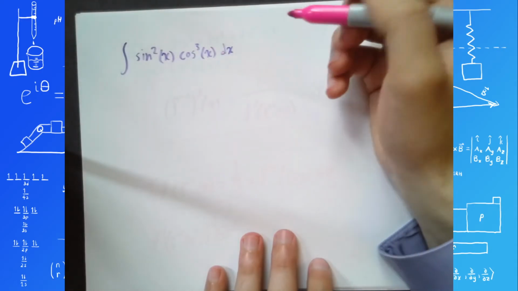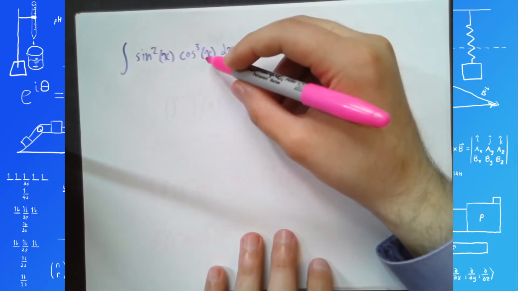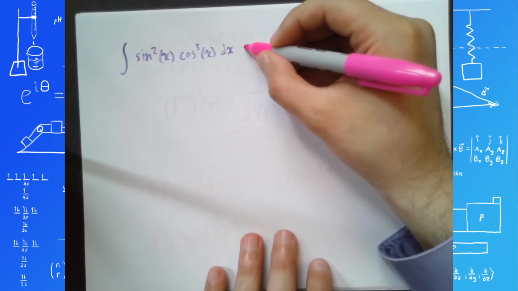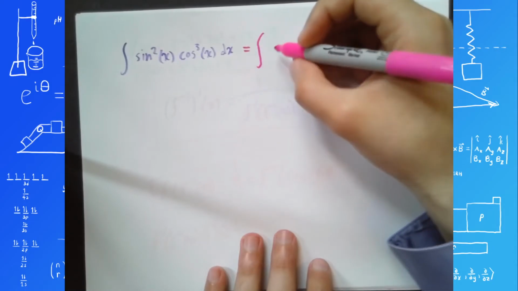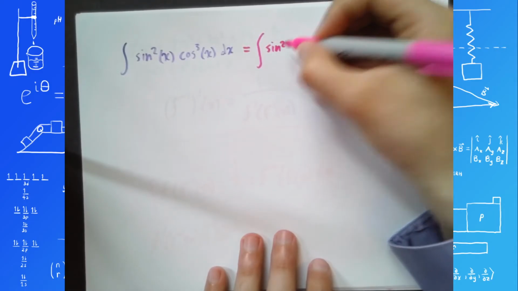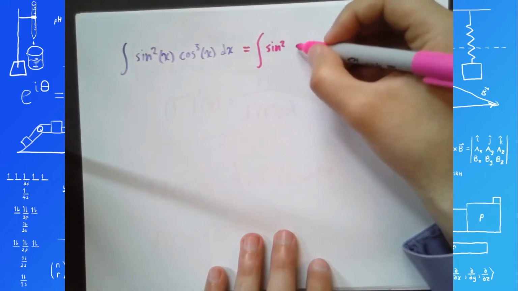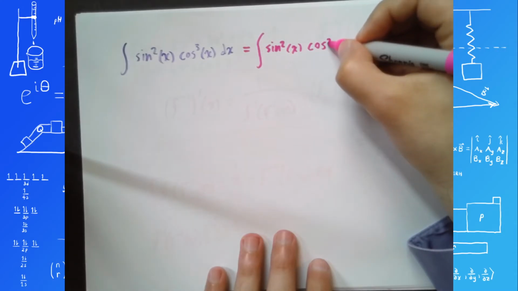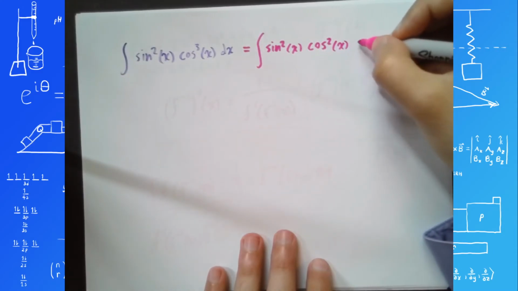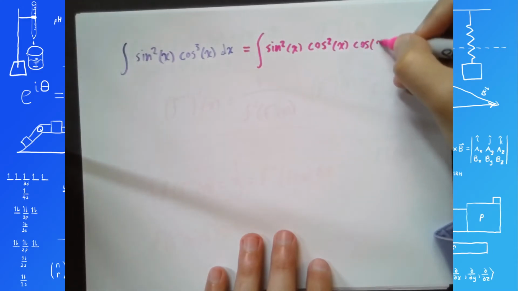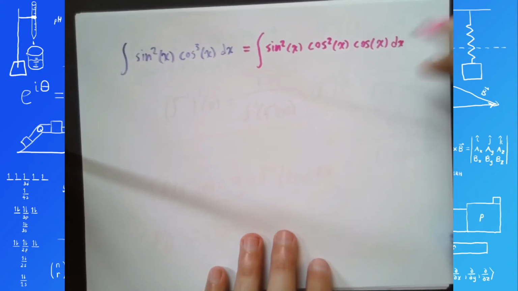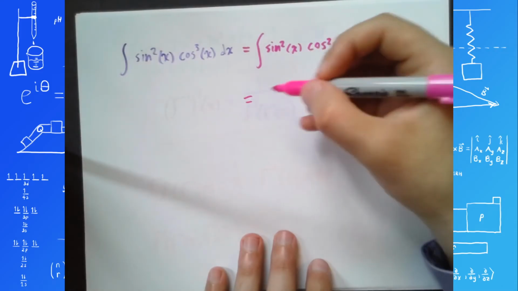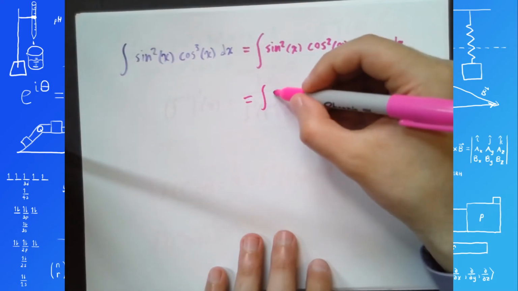So what I'm going to do is rewrite cosine cubed as cosine squared times cosine. So it's the integral of sine squared times cosine squared times cosine. And then I'm going to rewrite cosine squared as 1 minus sine squared.